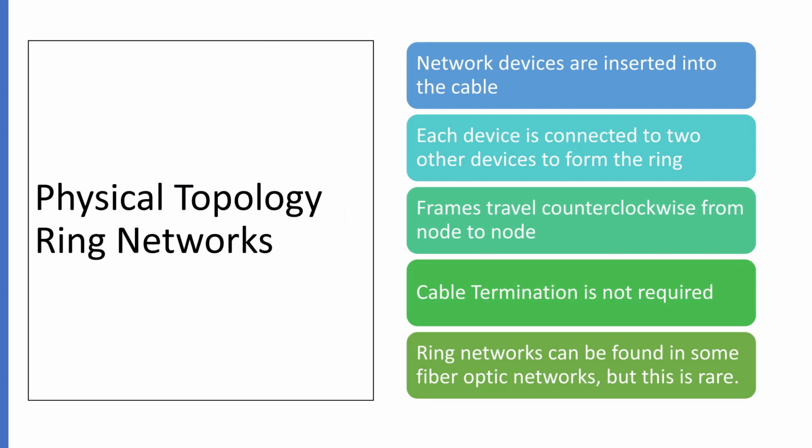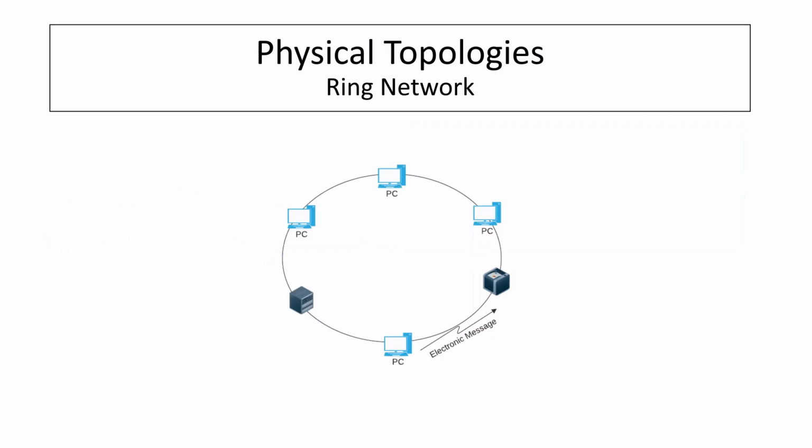Ring networks are rare, but you can find them installed in fiber optic networks in some locations. It's very rare and usually only used in wide area networks or maybe large campus networks. So this is what a ring network looked like. The token was passed from device to device.